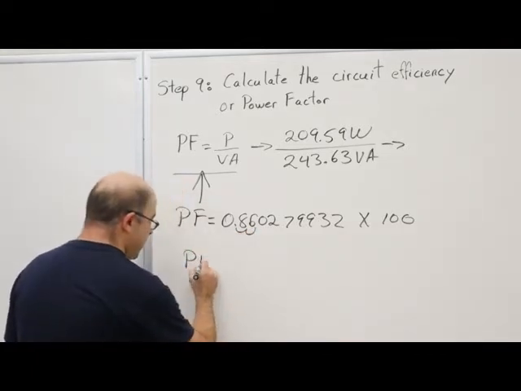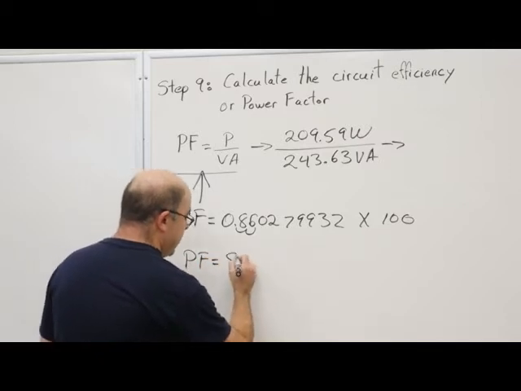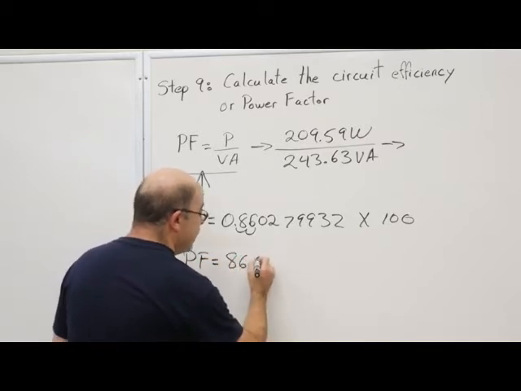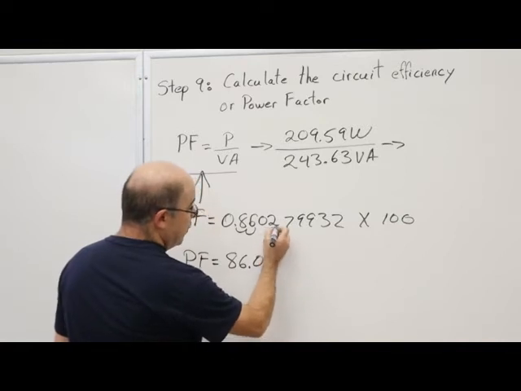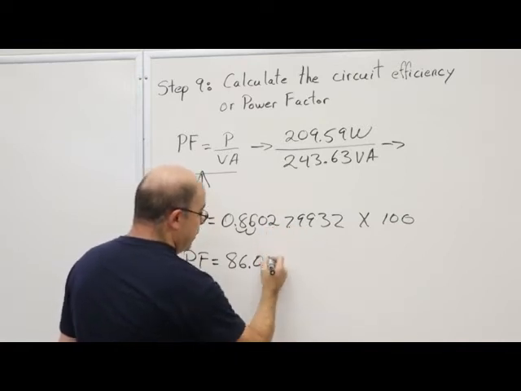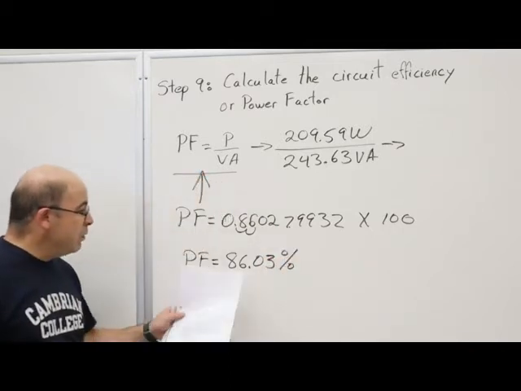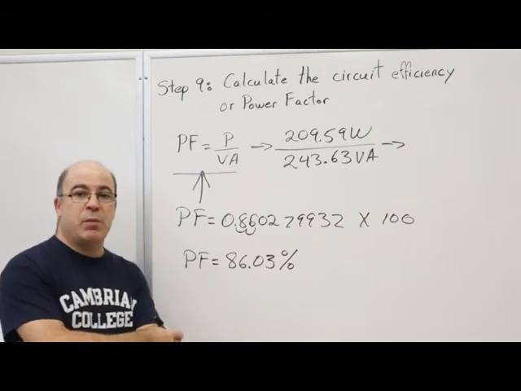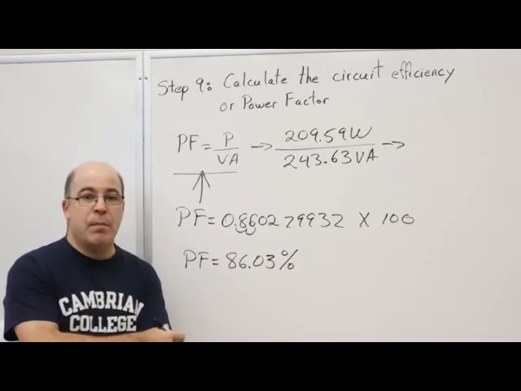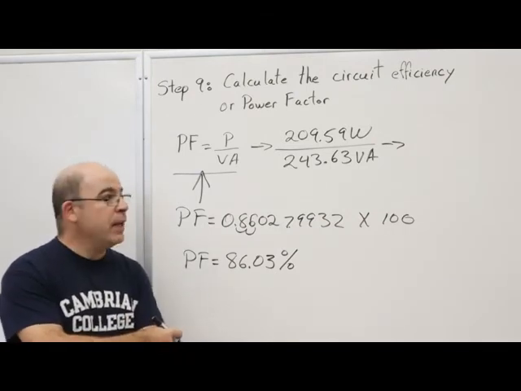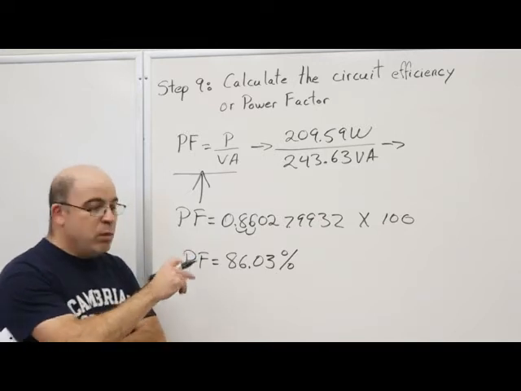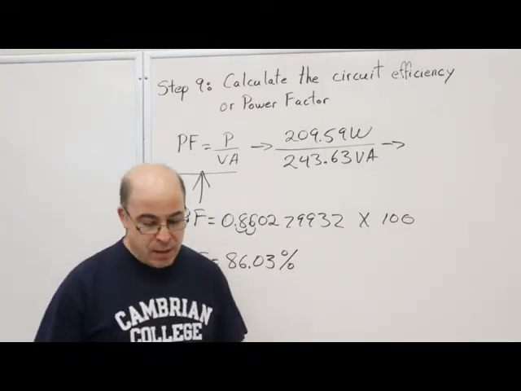My expression will be 86.0. Oh, actually, you see the 7? So this is going to have to be rounded up to a 3. And power factor is equal to 86.03%. Now, the only thing that remains is to calculate angle theta. I'm just going to scooch down over here, and we'll get that done.